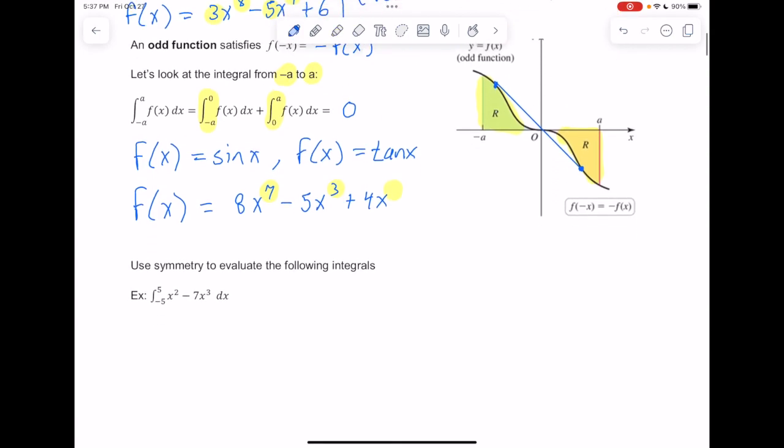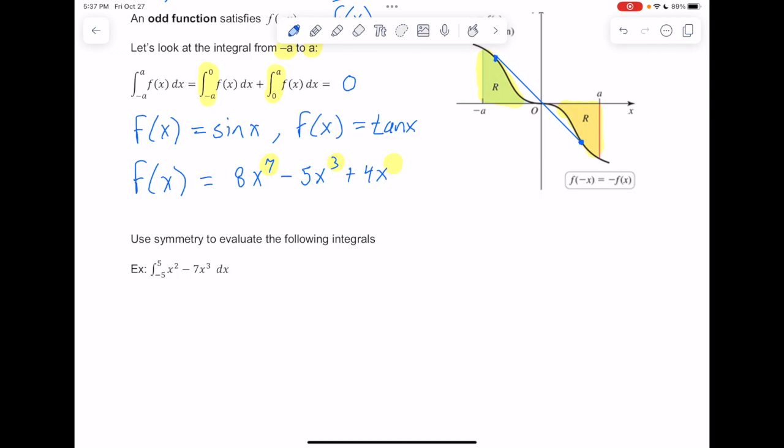All right, so let's go ahead and look at an example, and we'll take advantage of this as much as we can. So let's use symmetry to evaluate the following integrals, starting with the integral from -5 to 5 of x^2 - 7x^3. So just looking at a few things as we get started. First of all, we have those symmetric boundaries. That's key.